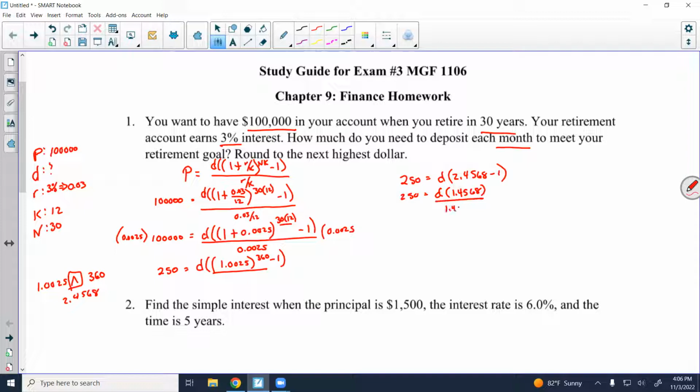Divide both sides. $250 divided by 1.4568. I get 171.61, and it says round to the next highest dollar, so $172. Any questions on how we did that? Everybody got it?